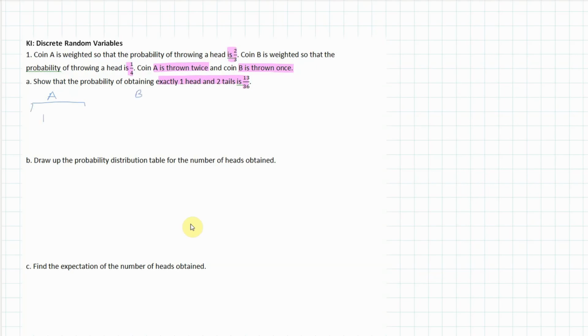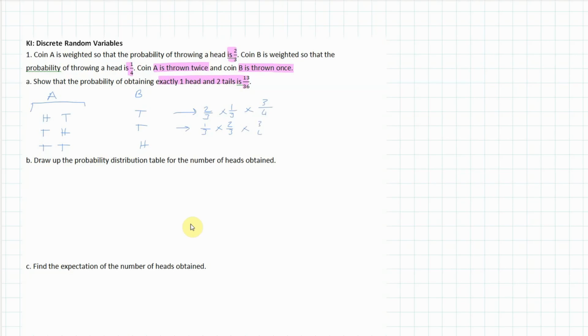So we could get exactly 1 head. So we could get heads, tails, tails, or we could get tails, heads, tails. I think those are the only options that we can have there. Now, looking at the first one, to get a heads, it would be 2/3, and then it's 1/3 to get the tails for coin A. And then, what's the chance of getting a tails with coin B? It looks to be 3/4, since the head is 1/4.